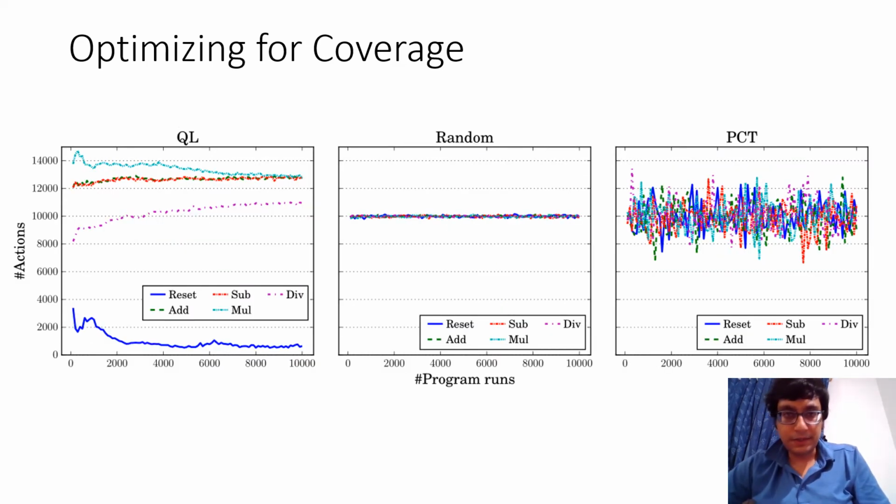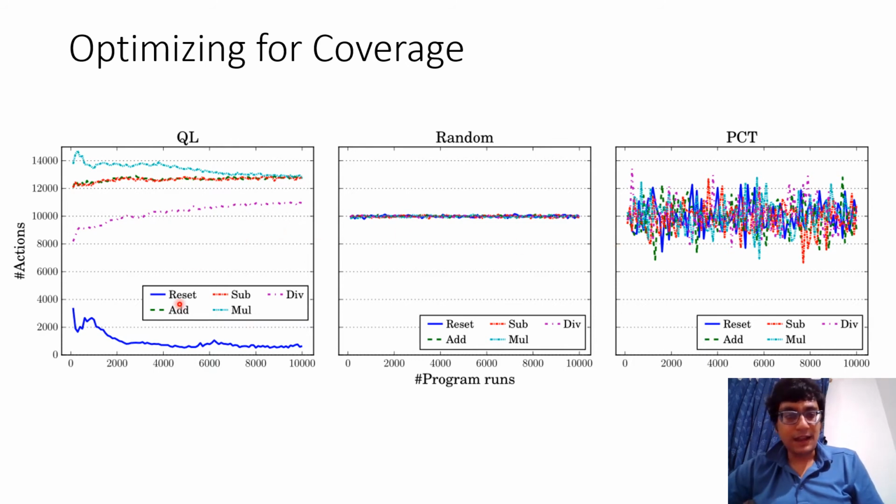In these graphs, the x-axis denotes the number of program runs. The y-axis denotes the number of times an action was taken in a particular program run. We observe that QL very rapidly learns to avoid the reset action. In fact, it has also learned that divide is the next worst action to take. In contrast, random and PCT do not do any such learning. The distribution of actions remain almost uniform.